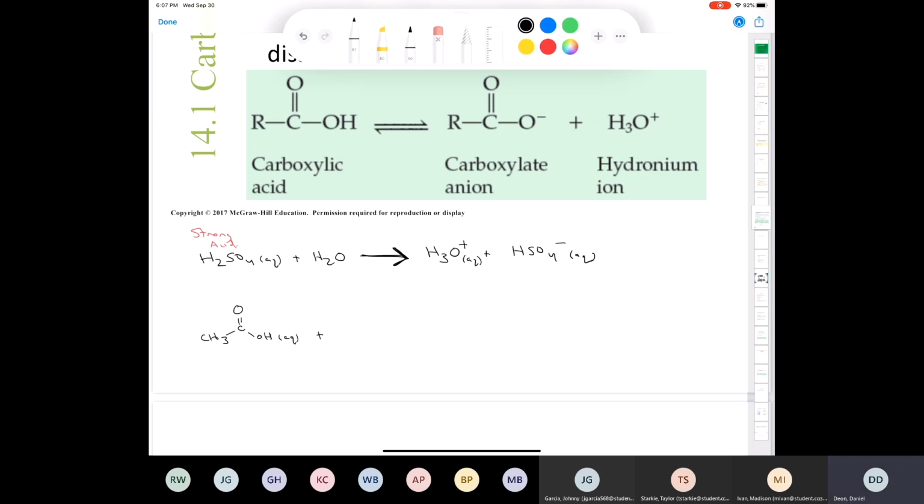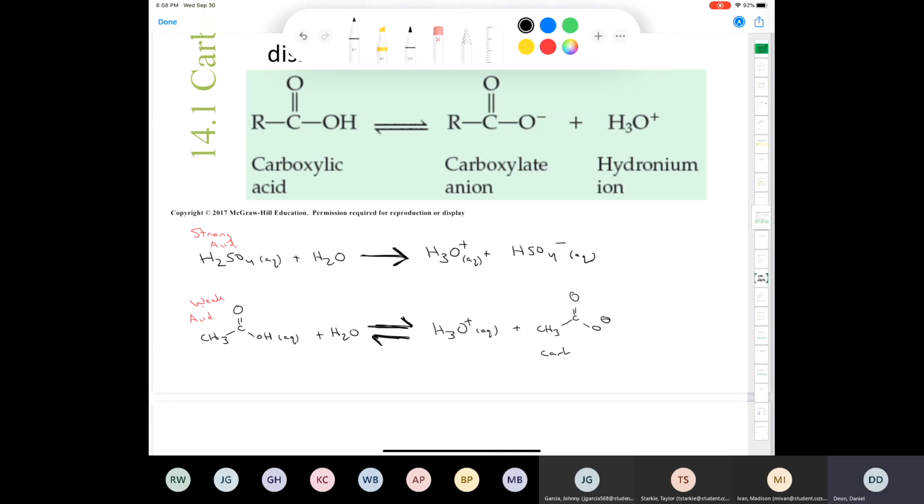When we do the same thing and put that in water, since acetic acid is a weak acid, as are all carboxylic acids, we only get partial dissociation. We don't draw an arrow in one direction, we draw the arrow going back and forth because it means partial dissociation. But we're still going to get the acid donating this proton to the water to give us hydronium, and we're going to end up with the carboxylate. And the carboxylate in this case would be called acetate.